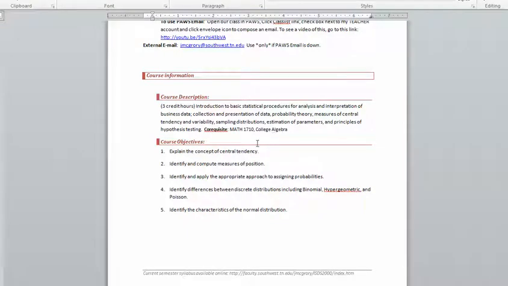And you may recall when I covered the syllabus, I said all sections of business statistics really have to focus on and have to teach the same core concepts. So what we do is we agree on what those concepts are, and you see them here. What is central tendency, measures of position, assigning probabilities, things that you didn't even recognize at the start of the semester, binomial, hypergeometric, and Poisson, as well as a normal distribution. These are things that we agreed would be taught during this class regardless of who's teaching the course.